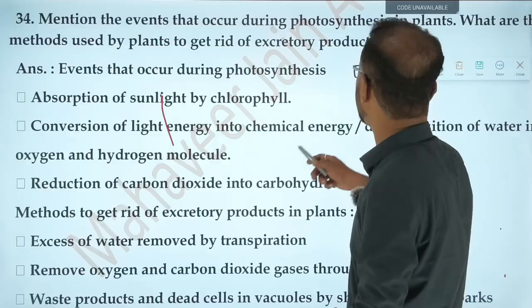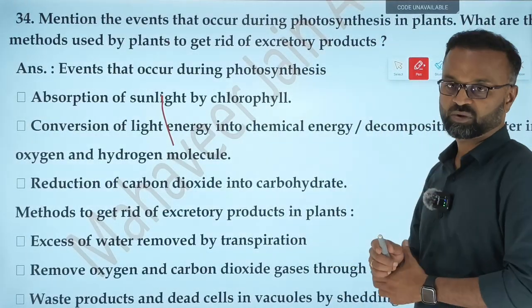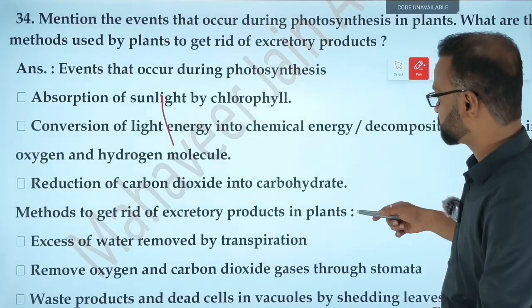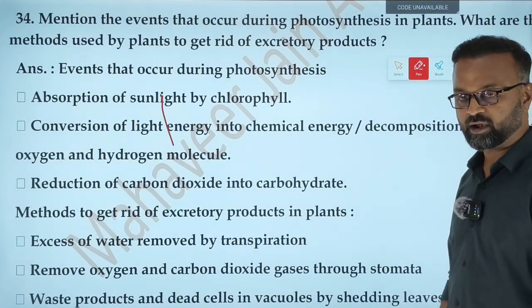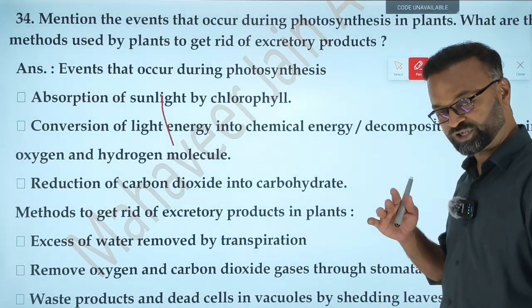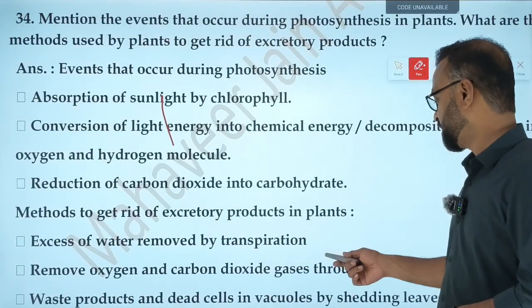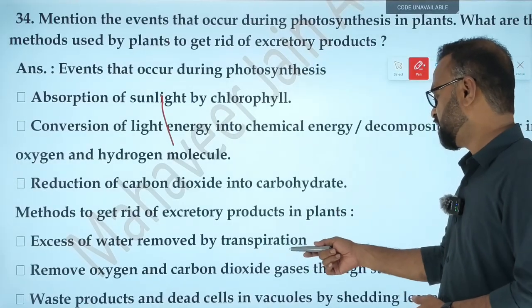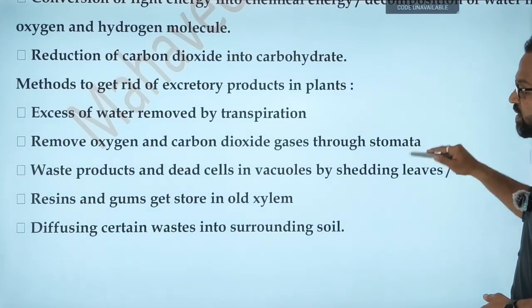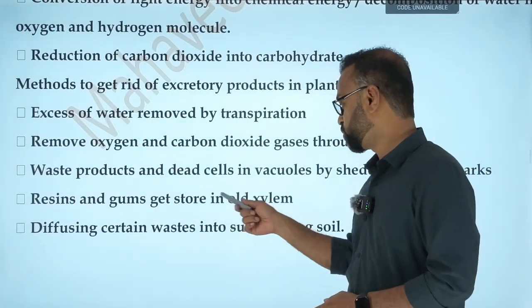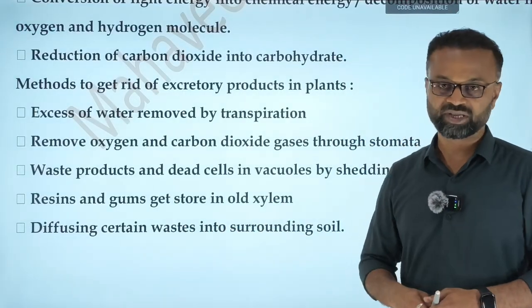The next question they ask: what are the methods used by plants to get rid of excretory waste products? Excess water is removed by transpiration, and oxygen is removed through the stomata during photosynthesis, which is also a waste product. Carbon dioxide gas during the night time is a waste product. Waste is also stored as dead cells in the vacuoles, removed by shedding leaves or falling off of the bark of trees. Resins and gums get stored in the old xylem, which is also a waste product. Diffusing certain waste into the surrounding soil is also a kind of waste removal.